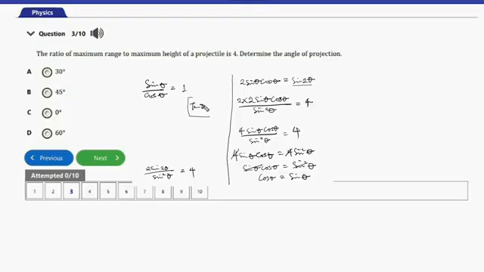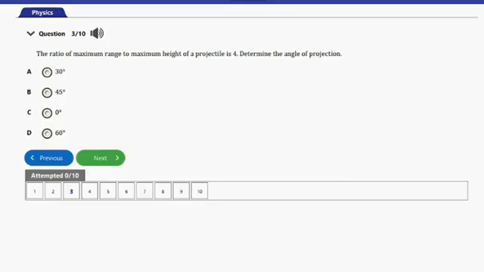So if sine theta over cos theta is equal to 1, then let's recall that sine theta over cos theta is equal to tan theta. In that case, tan theta is equal to 1, and then theta will now be tan inverse of 1. So guys, tan inverse of 1 is 45. In that case, theta is 45 degrees. And that's it for this question. Let's go ahead and consider the next question, guys.